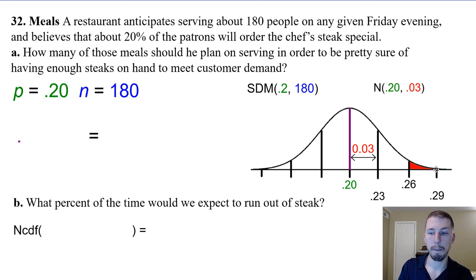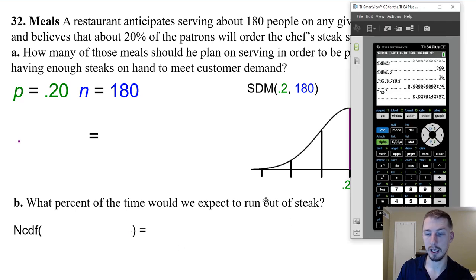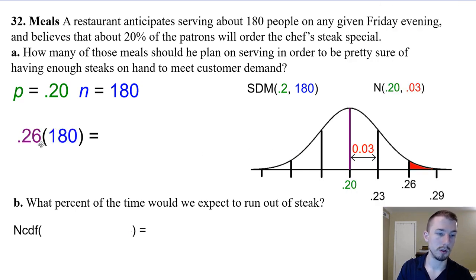So I would say that if I had more than 26% of my patrons who ordered the steak special, I would consider that unusual. So what is 26% of 180? Basically, how many steaks should I make sure that I have on hand? So 0.26 times 180 is going to be 46.8, and we can't have 0.8 of a patron, so we'll round it up to 47. So if I do 0.26 times 180, it's going from the proportion back to the binomial, in other words, then I should say I need to have 47 steaks on hand.